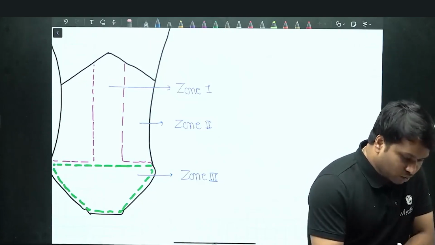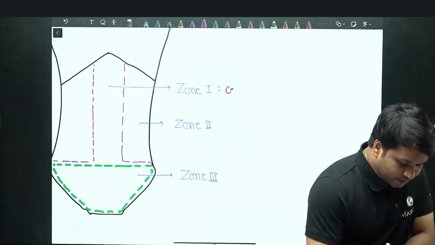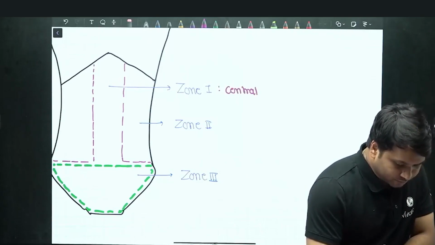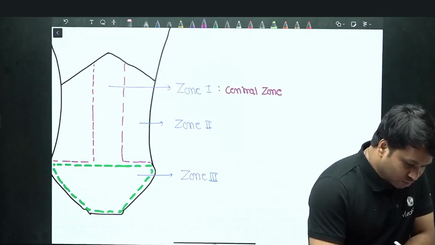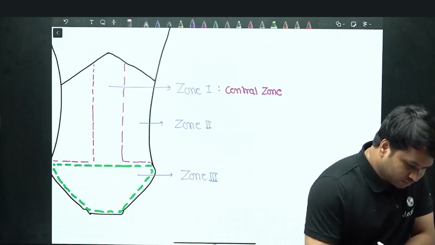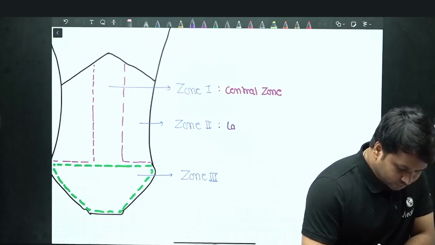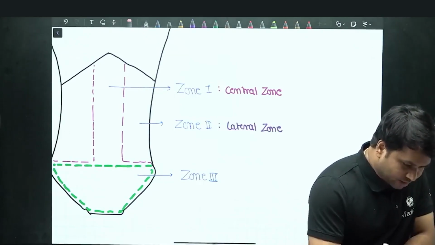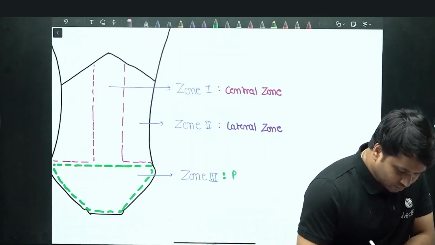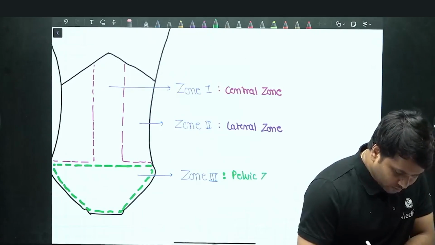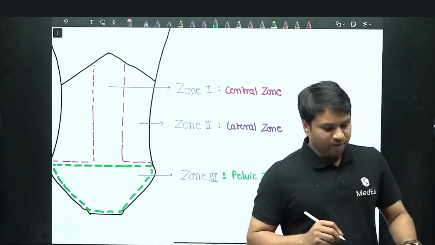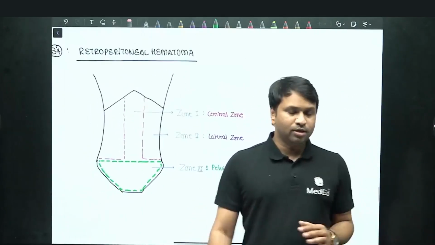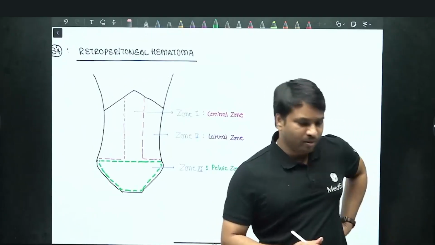Okay. Zone 1 is also referred to as the central zone. Zone 2 is what we call the lateral zone. And zone 3 is your pelvic zone. So zone 1 is central, zone 2 is lateral, zone 3 is going to be pelvic.